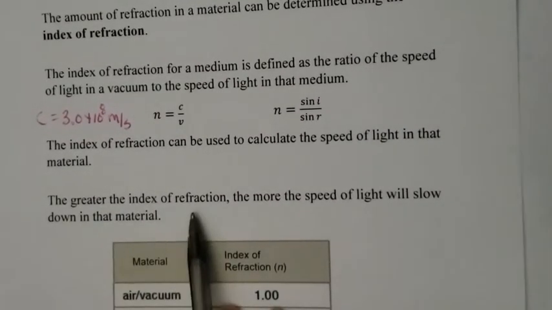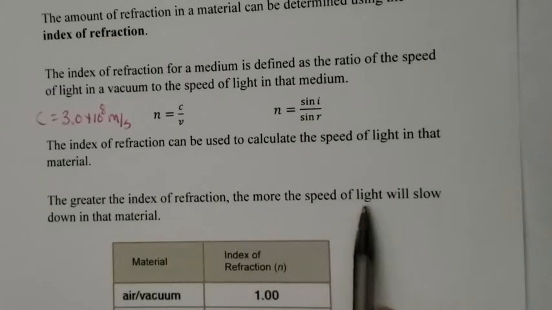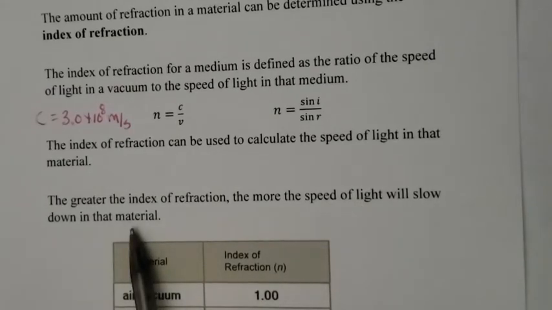The greater the index of refraction, the more the speed of light will slow down in that material. Basically, the denser the material, the slower light is going to go. For instance, if I run in air, it's pretty quick. But if I decide to run through water, water is a lot denser than air, so it takes me a lot longer.